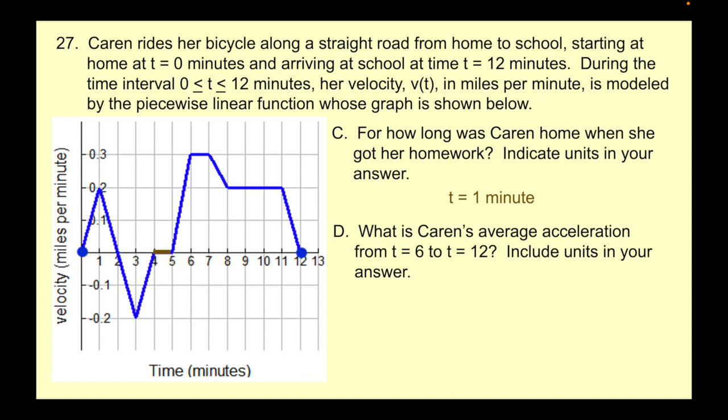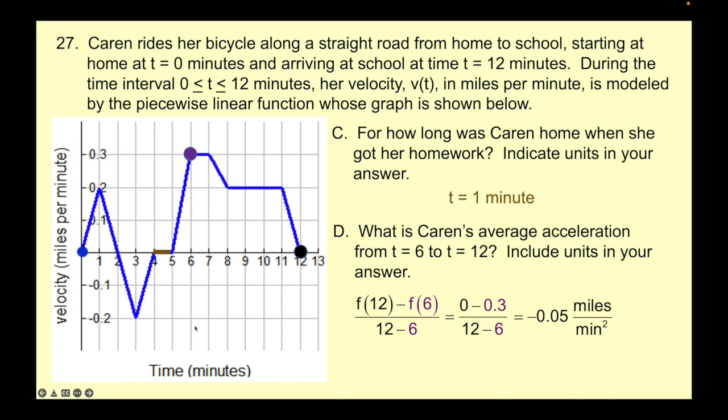For D, what is Karen's average acceleration from 6 to 12? If I'm looking from 6 to 12, and this is velocity and we're looking at acceleration, moving down the chart tells us we care about slope. So we want to find those 2 pieces and then calculate the slope between them. Like I said on the previous problem, it might be a good idea to just count this. This one would go down 0.3 to go over, we end up at 12, but it's only 6 units away from 6. So it's -0.3 divided by 6, and that should give us -0.05, and that's miles per square minute.